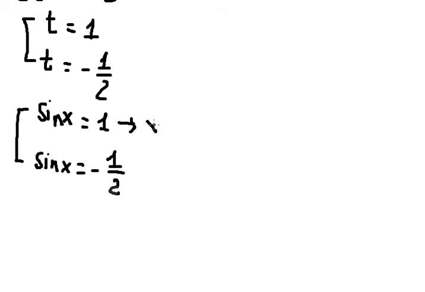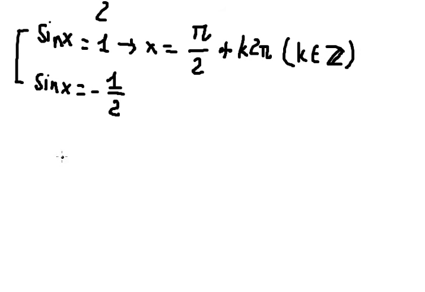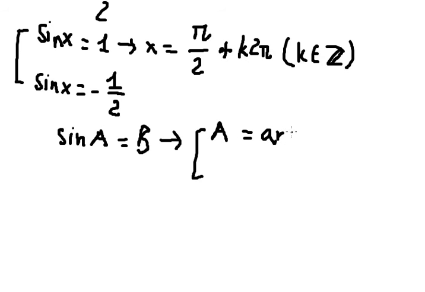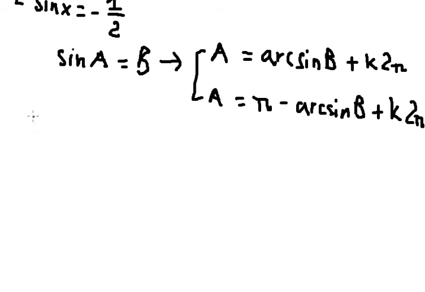So for this one, x equals π over 2 plus k2π, and k belongs to the integers. For the next one, we have the formula here. x equals arcsin of b plus k2π, and the second one, x equals π minus arcsin of b plus k2π. If we apply the formula, they should be like this.